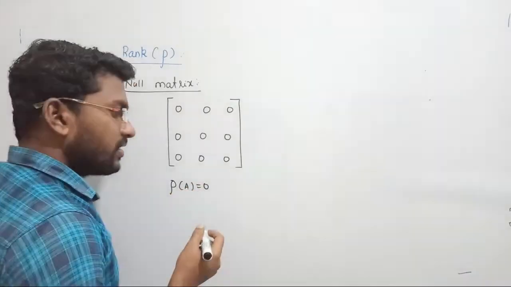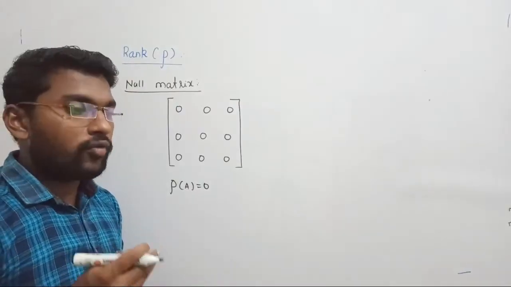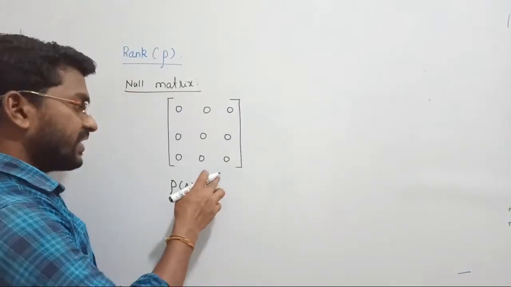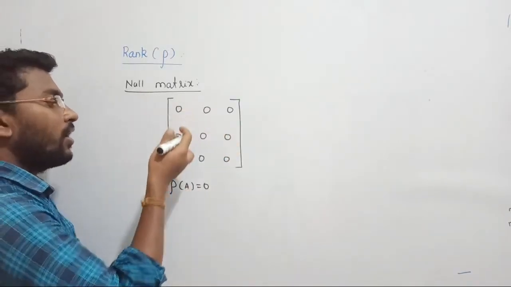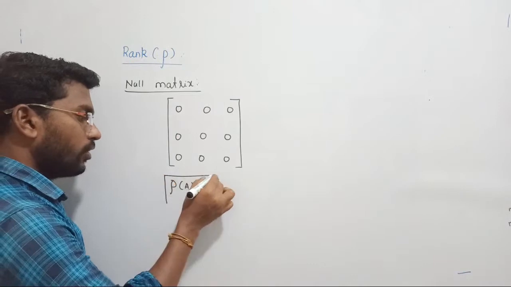Why? Because the rank of the matrix should be equal to the number of non-zero rows. But in this selected matrix, all the rows have 0 values. So the rank of a null matrix will always be equal to 0.